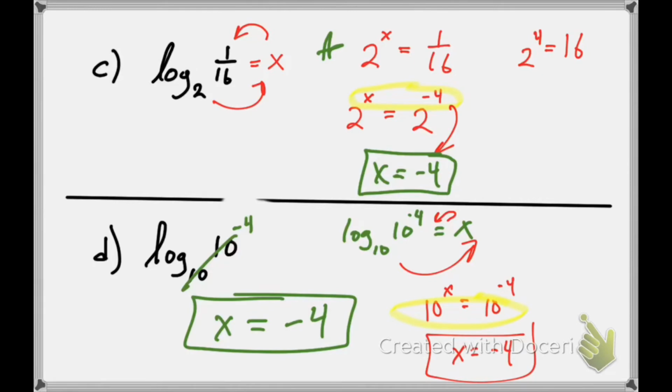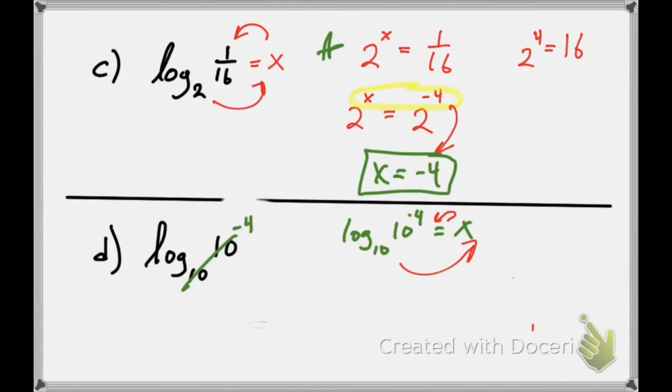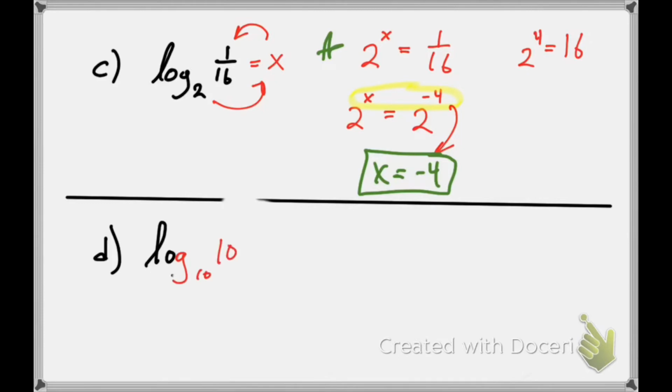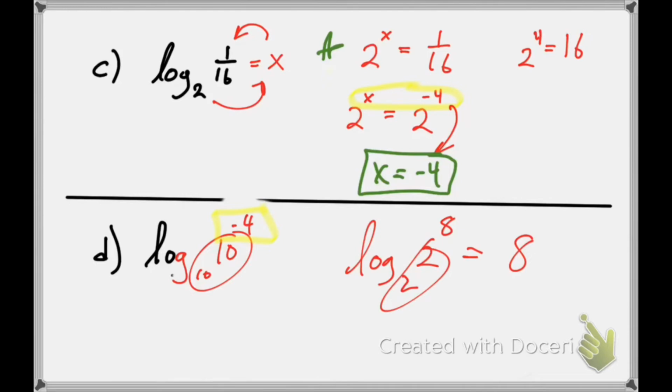The trick, though, is that this is going to make your life super easy: whenever you see log base 10 of 10 raised to negative 4, if those two numbers are the same, that's your answer. So for example, you could have log base 2 of 2 raised to the 8th. This would be equal to 8. So if these are the same, the exponent is your answer. So that's how you evaluate.